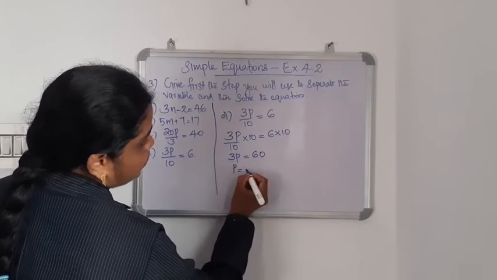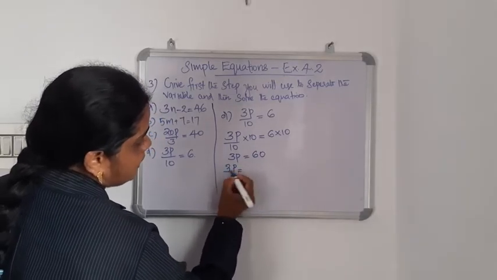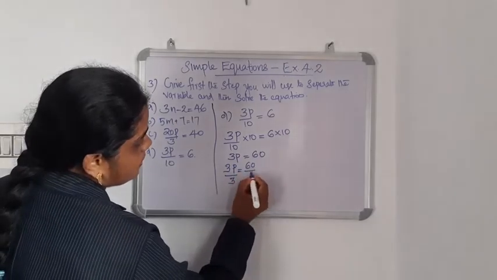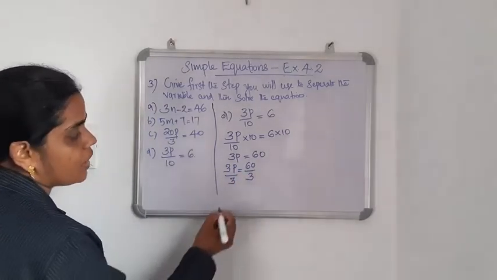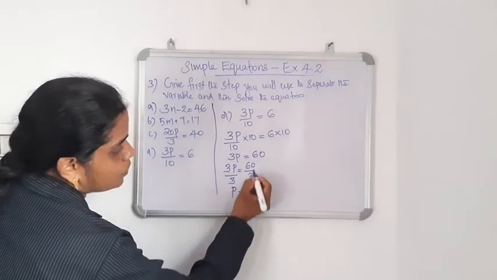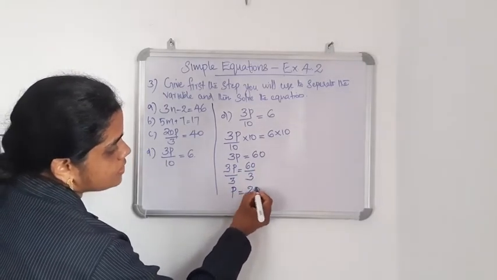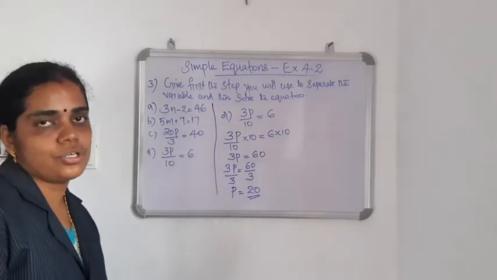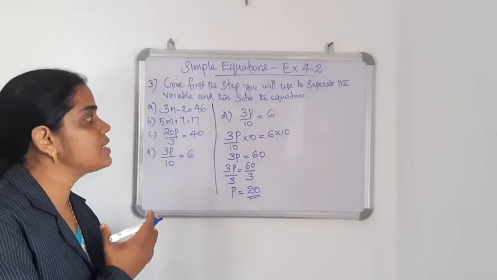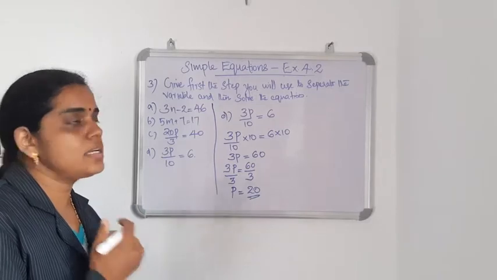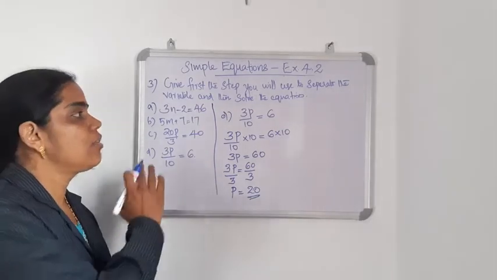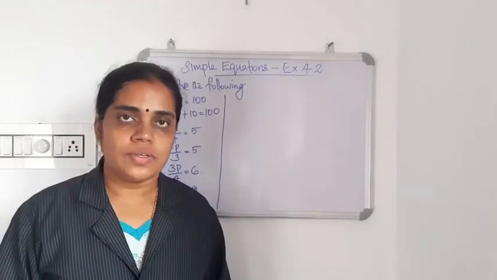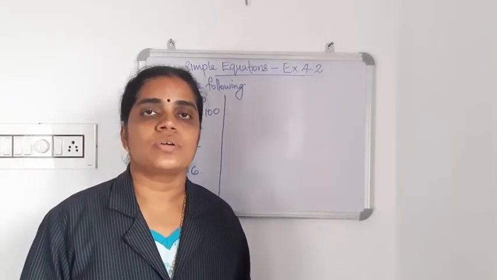P equal to, otherwise 3p we need to divide by 3. Then 60 by 3. So P equal to, what is 60 by 3? It is 20. So the solution of the equation is 20. Clear? So now we studied addition, subtraction, multiplication, division and all the operations together. So now we studied what are the rules for solving an equation.